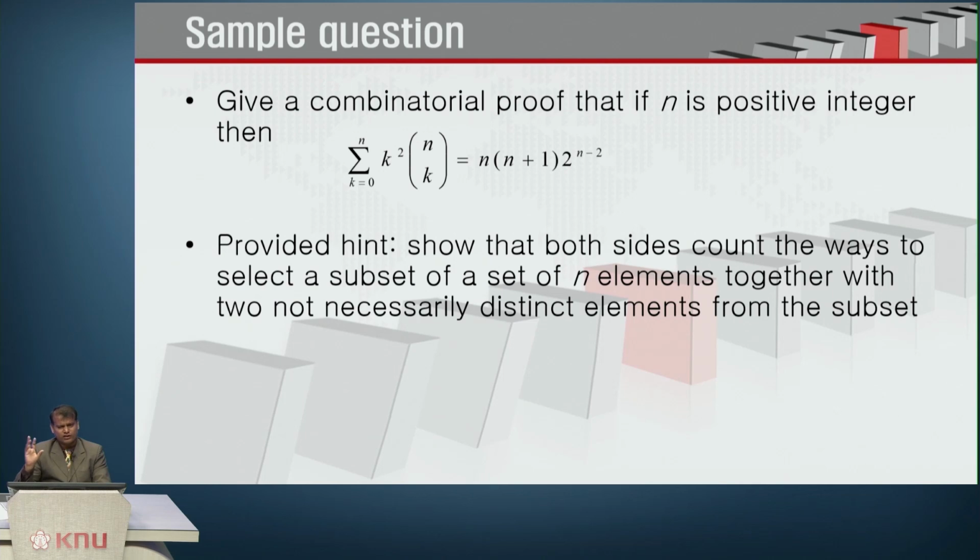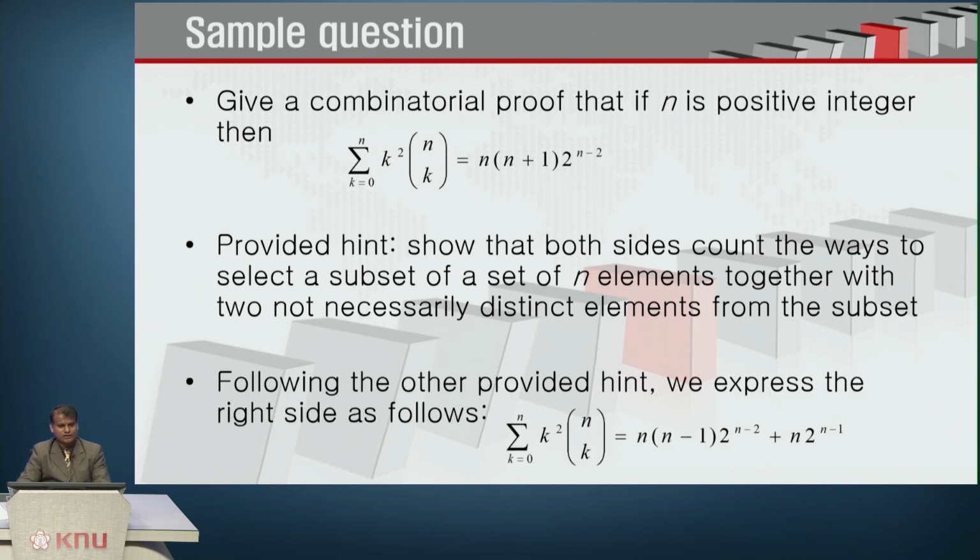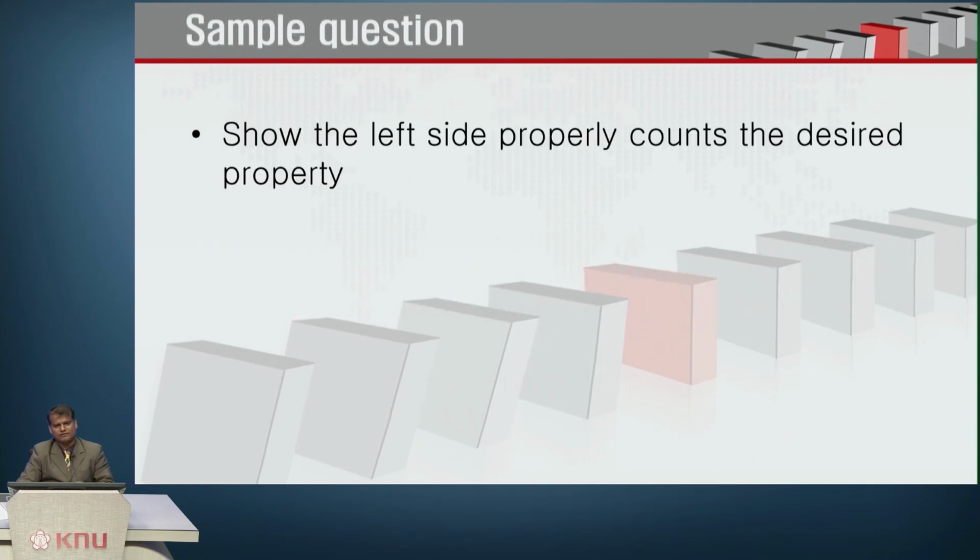Show that both sides count the ways to select a subset of a set of n elements together with 2 not necessarily distinct elements from the subset. That is the condition given here: 2 not necessarily distinct elements from the subset. So with this thought you can try to find this proof. Again, show that the left side properly counts the desired property here.